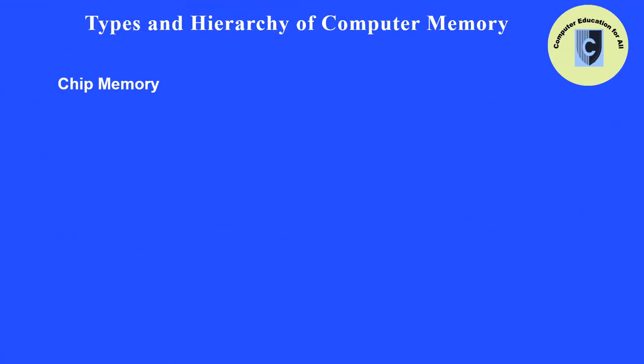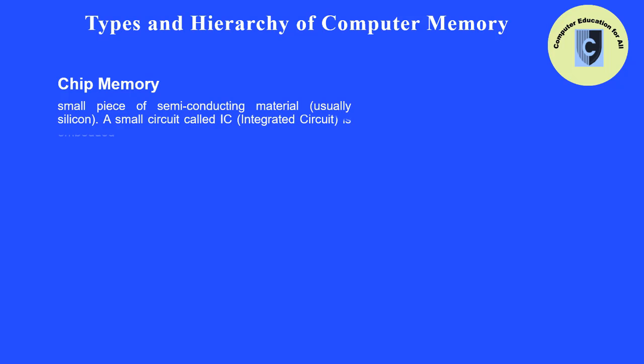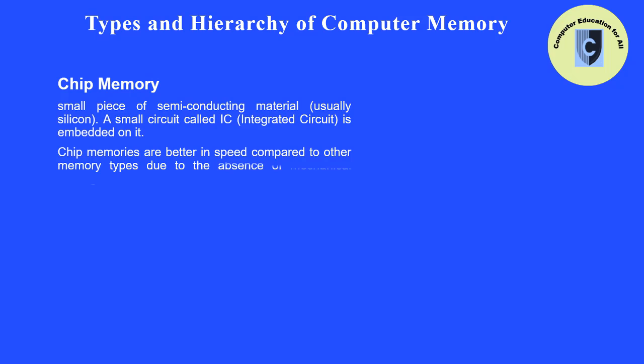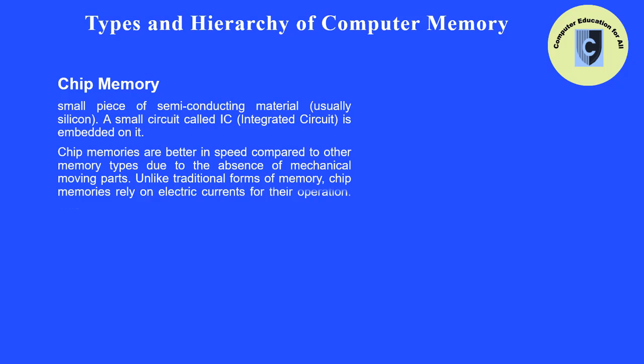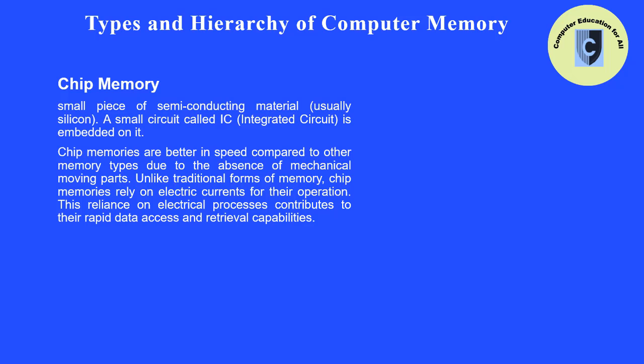Chip memory. A chip is a small piece of semiconducting material, usually silicon. A small circuit called an IC, integrated circuit, is embedded on it. A typical chip contains millions of electronic components, transistors. Chip memories are better in speed compared to other memory types due to the absence of mechanical moving parts. Unlike traditional forms of memory, chip memories rely on electric currents for their operation. This reliance on electrical processes contributes to their rapid data access and retrieval capabilities.